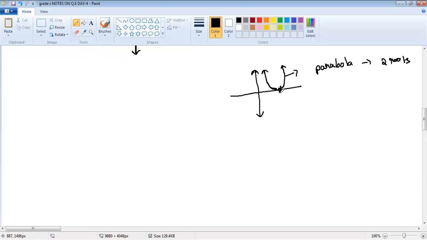Then here it is intersecting the x-axis at only one point. So the roots are real and equal. And here the a value is greater than 0. That's why this is open upwards. So for open upwards, a is greater than 0.